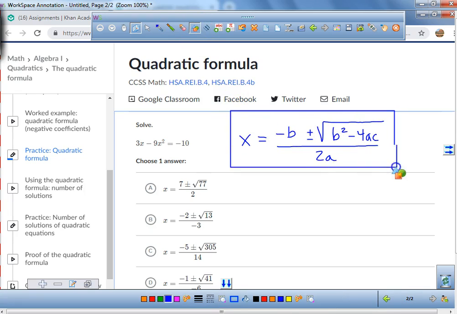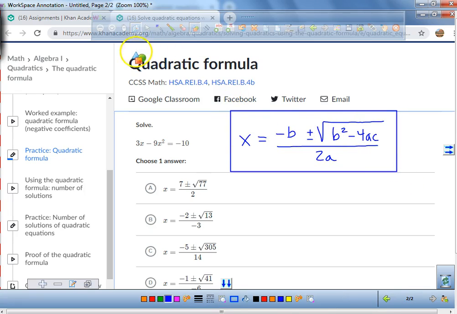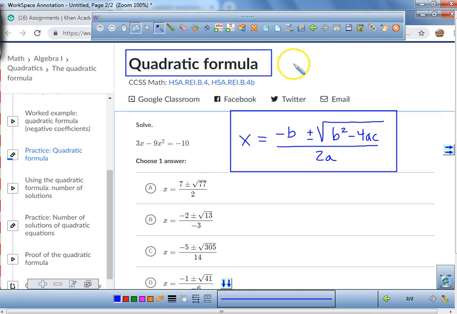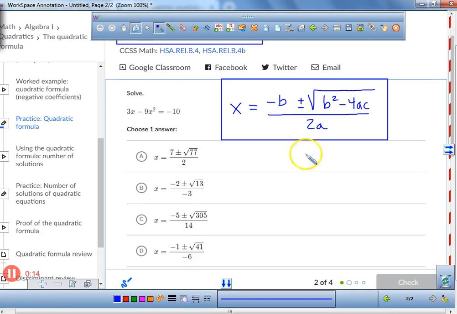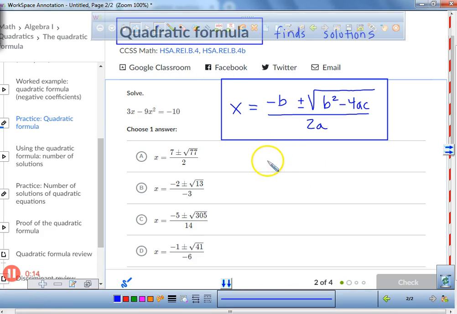So this formula right here is what's called the quadratic formula. The quadratic formula has one purpose and one purpose only. It finds solutions to any quadratic equation. What are solutions? Wherever that parabola hits the x-axis. All right, so we have to figure out where we are going to get a, b, and c.